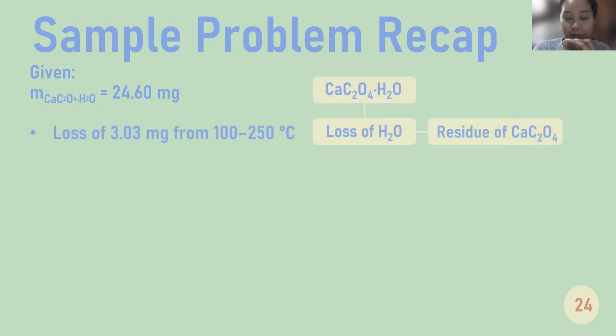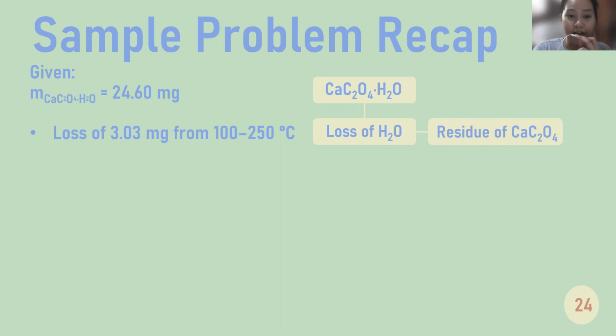Just a recap, in our sample problem, three steps of thermal decomposition were utilized to determine the products by heating calcium oxalate monohydrate at the temperature range of 100 to 250 degrees Celsius. A loss of water vapor and a residue of calcium oxalate can be observed.